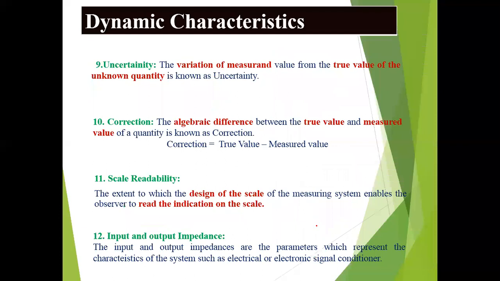Coming to the next one, uncertainty. The variation of the measured value from the true value of the unknown quantity is known as uncertainty. Once again, what is meant by measuring? The unknown quantity is to be measured. The variation of the measured value from the true value of the unknown quantity is nothing but almost error. So how much the measured value is varying from the true value, that is called uncertainty.